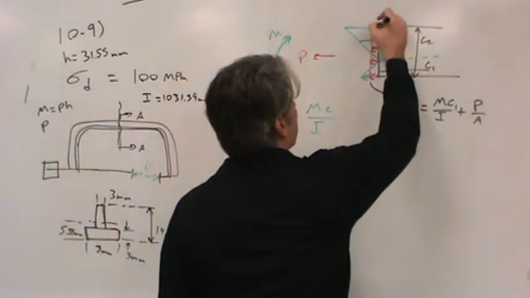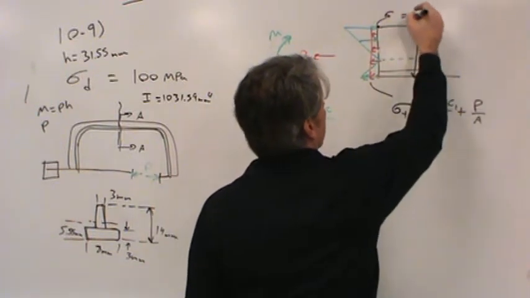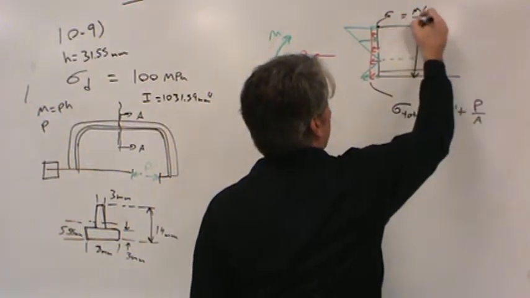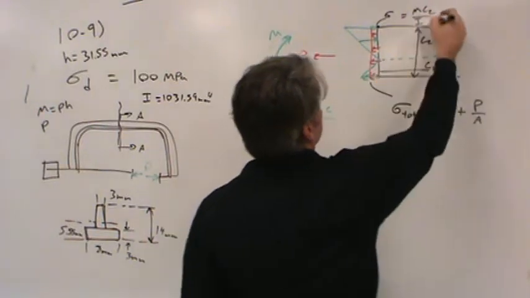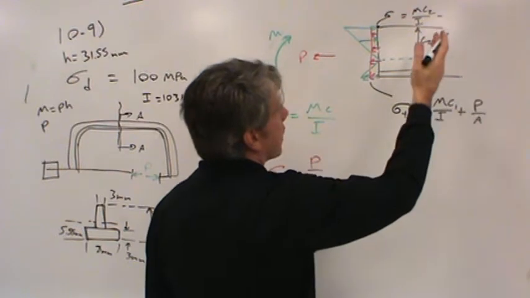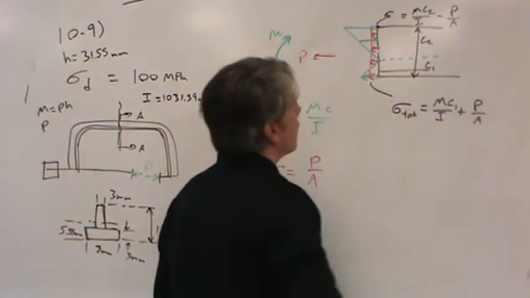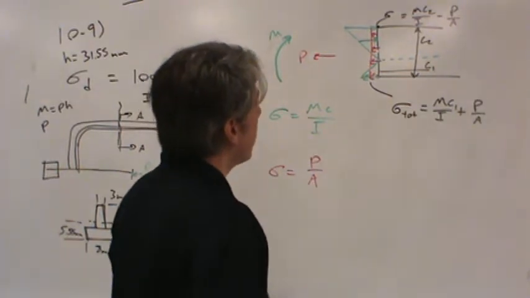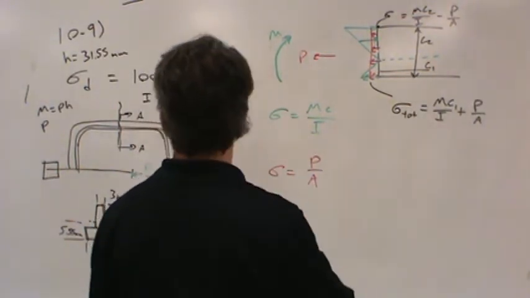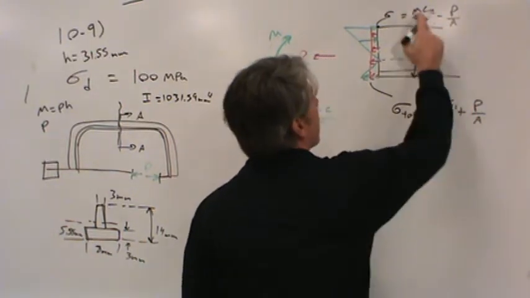And at the top, the total stress will be equal to MC2 over I minus P over A. I could do it the other way, but I'd end up with a negative stress, it just means that it's compressive, so there's no need to do that. Now, since the moment M is actually P times H, I can make that substitution, PH. Same thing up here.